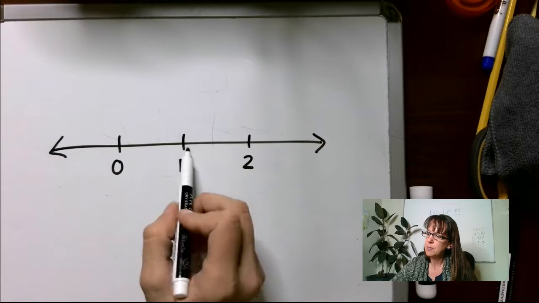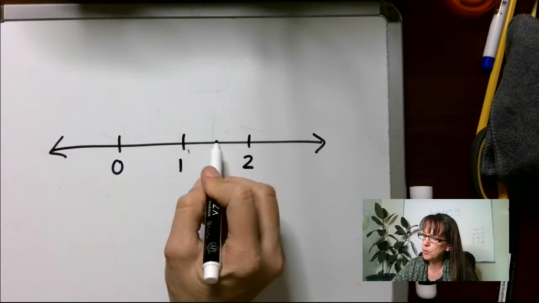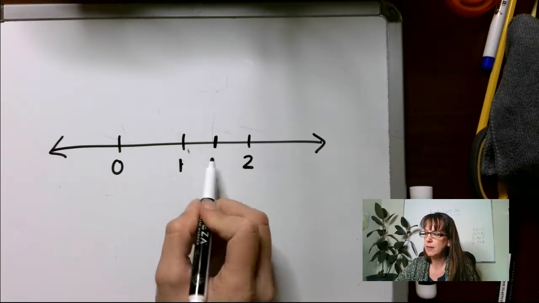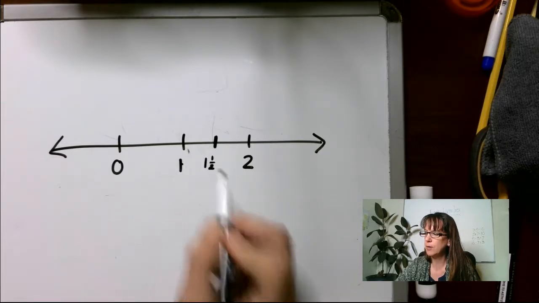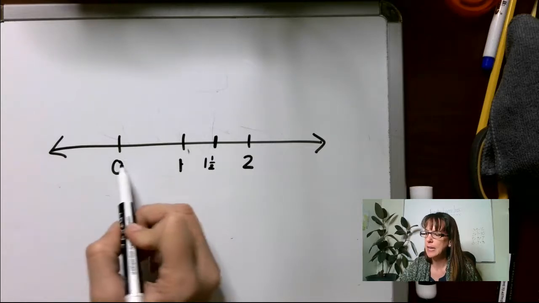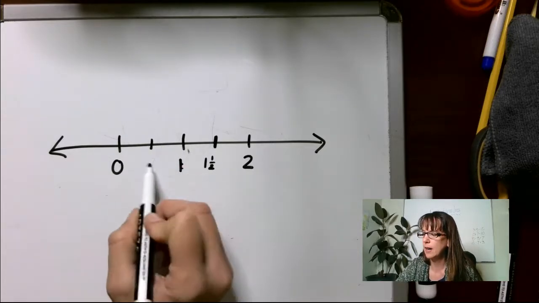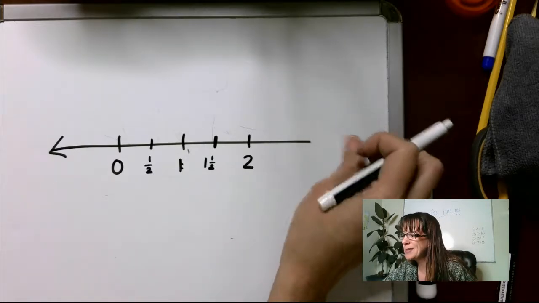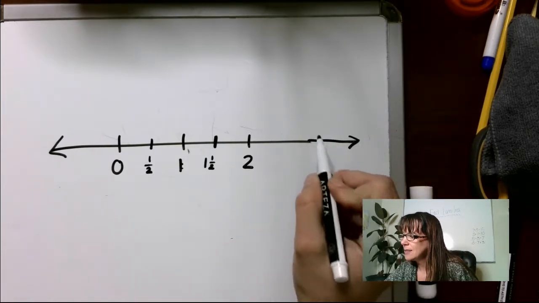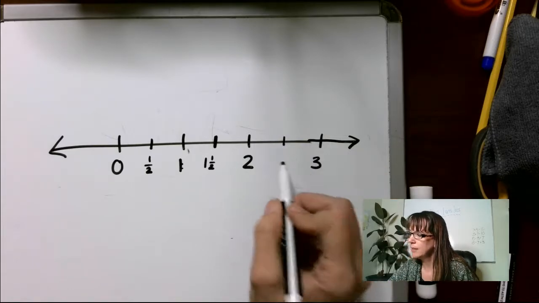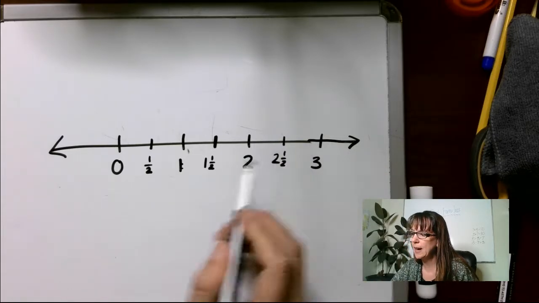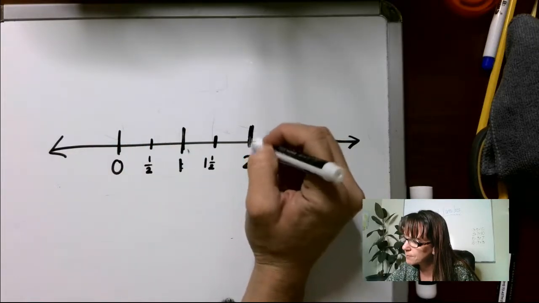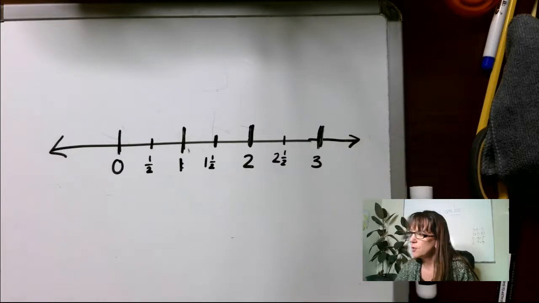If I were to cut between 1 and 2 directly in half, that would be 1 and 1/2. Hopefully that looks familiar. If I were to cut between 0 and 1 directly in half, I'd get 1/2. If I were to do 2 to 3, this would be 2 and 1/2. So I'd have 2 whole ones, and in fact, I'm going to make these nice and big so you can see that. 2 whole ones and 1/2.